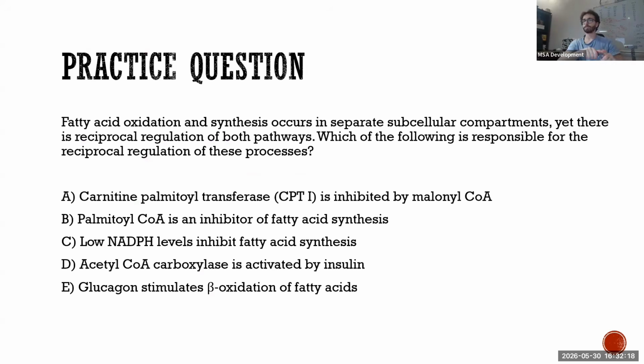You can pause and answer, but this question is asking about a substrate or a molecule that regulates both fatty acid oxidation and synthesis. What is it? We already said. Malonyl-CoA. Malonyl-CoA inhibits CPT1, which will increase fatty acid synthesis and decrease fatty acid oxidation.